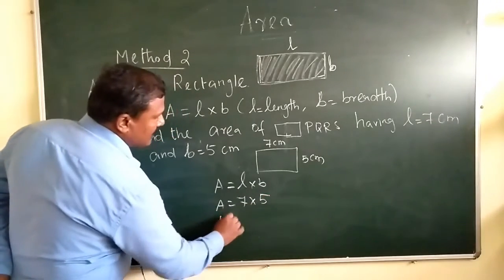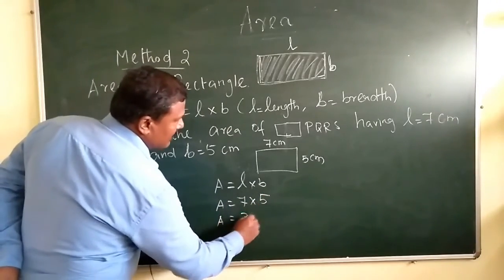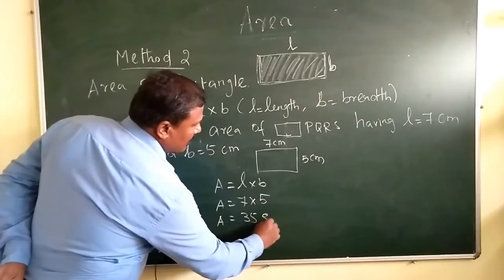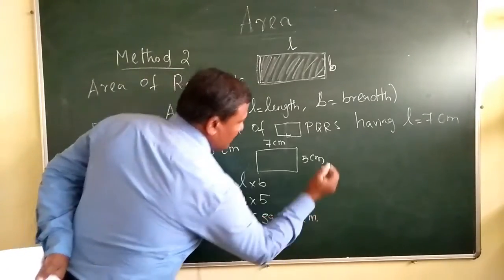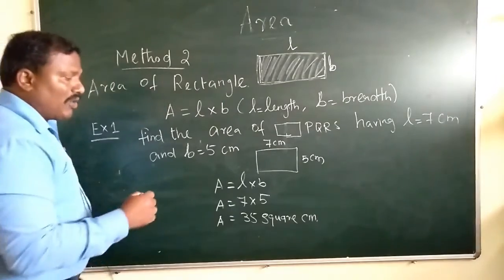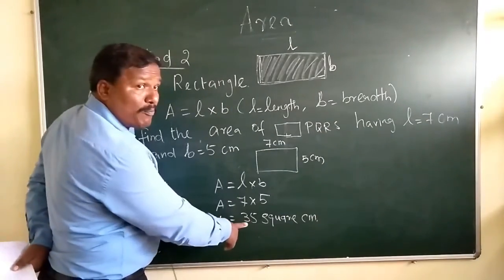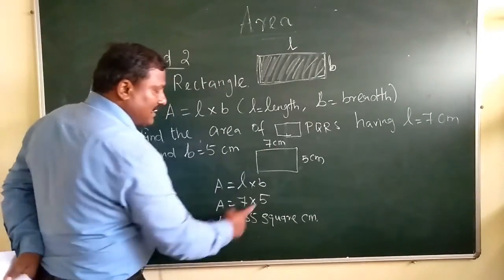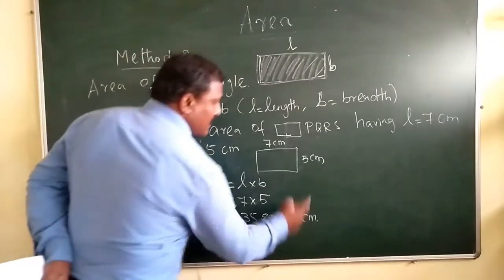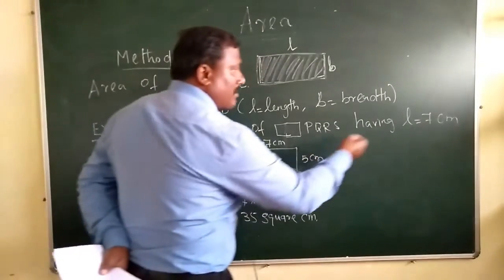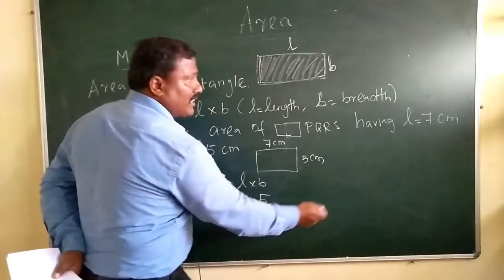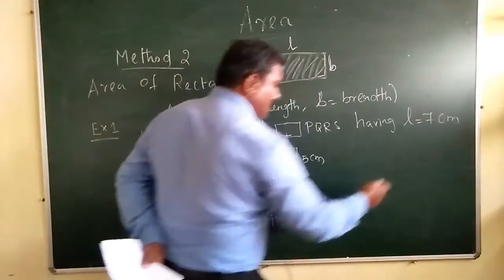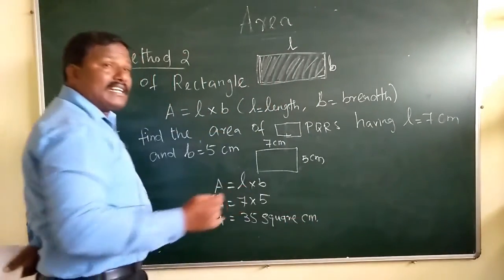So the total area is equal to 7 fives are 35 square centimeter. It's very important when you are writing the answer. 35 is the product of the length and breadth. 35 square centimeter. Suppose if they give the measurement in meter, you have to write square meter. Suppose if they give kilometer, then you have to write square kilometer. Like that you have to write.